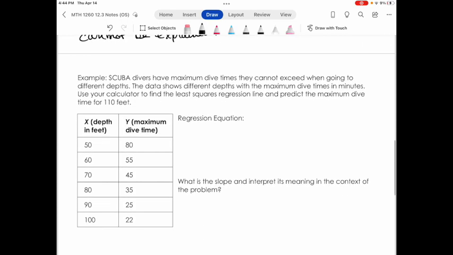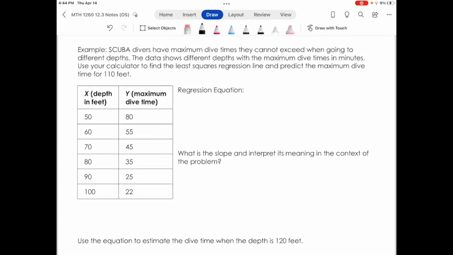All right, let's look at the second example. It says scuba divers have a maximum dive time that they cannot exceed when going to different depths. The data shows the different depths with the maximum dive times in minutes. Use your calculator to find the least squares regression line and predict the maximum dive time for 110 feet. So let's switch over to the calculator so we can enter the data and find the regression equation.